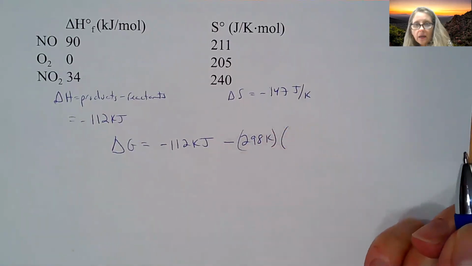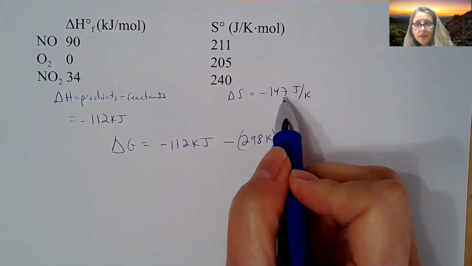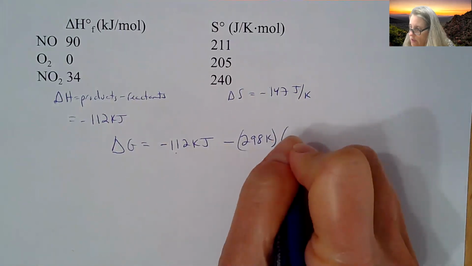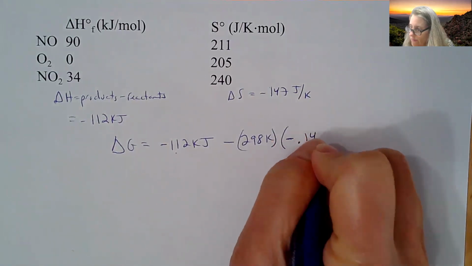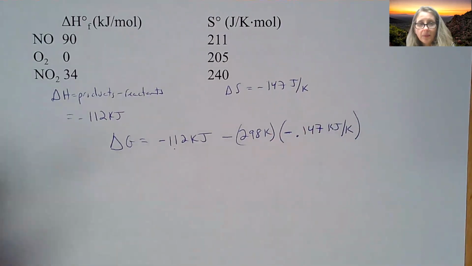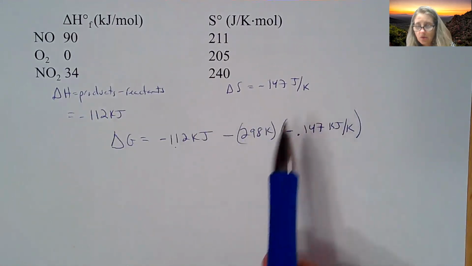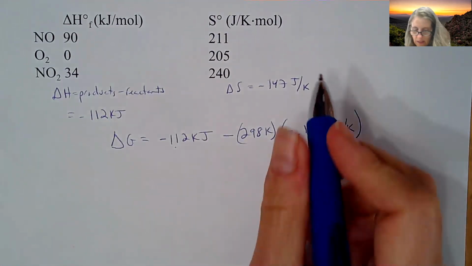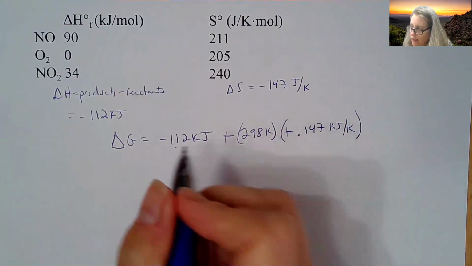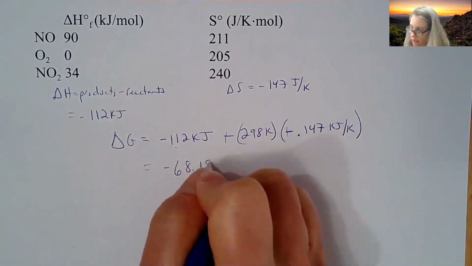And then my unit of S, since I'm doing this in kilojoules, I have to convert this to kilojoules, or I can convert this to joules, and whatever you want to do. So this is going to be a negative 0.147 kilojoules per Kelvin. Okay, so just keep that in mind. I don't care how you do it, just as long as you keep in mind that this is in kilojoules, this is in joules. So this becomes essentially positive over here, but it's not big enough to worry too much. So it ends up negative 68.19 kilojoules.